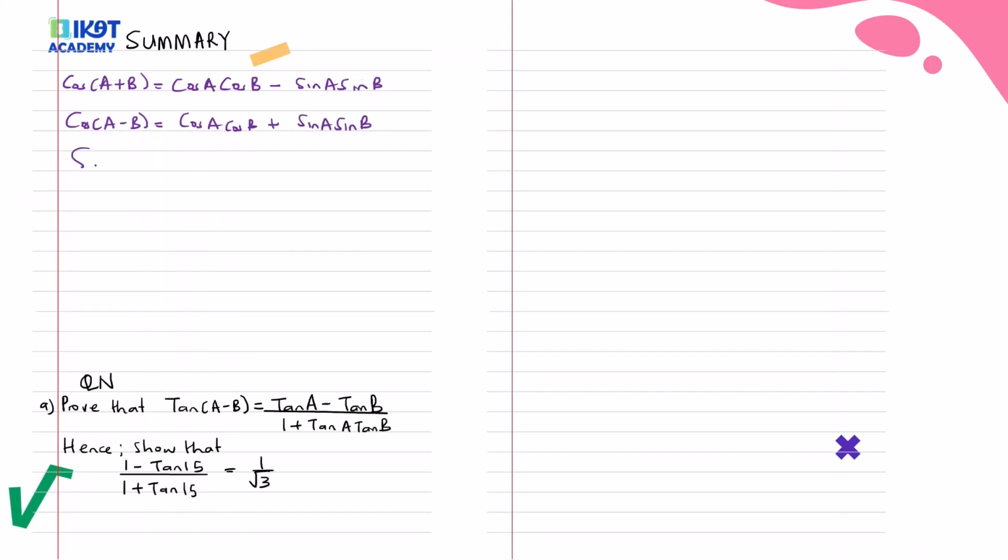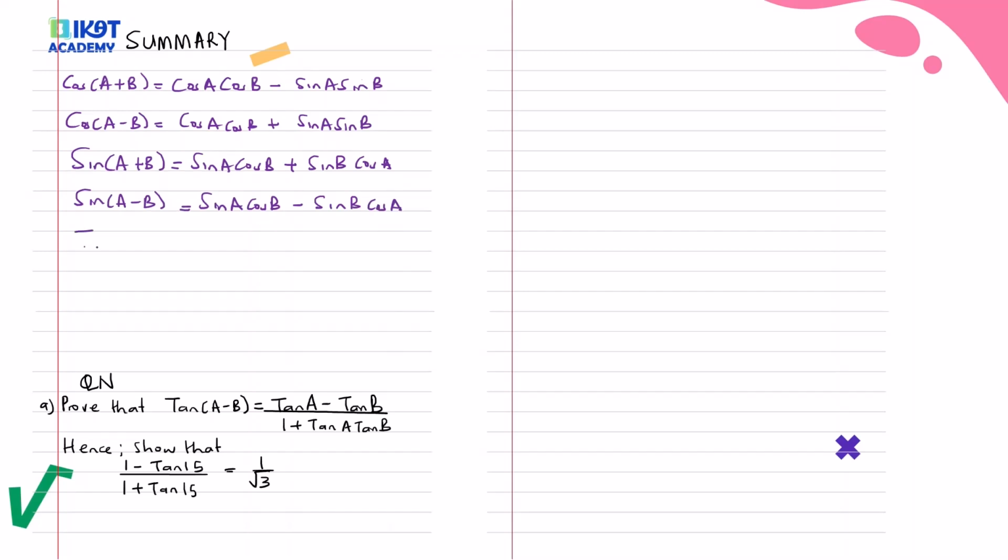Then we have what is sine A plus B. This is sine A cos B, but here the sine stays, plus sine B cos A. See, we have sine A minus B is going to be sine A cos B minus sine B cos A.